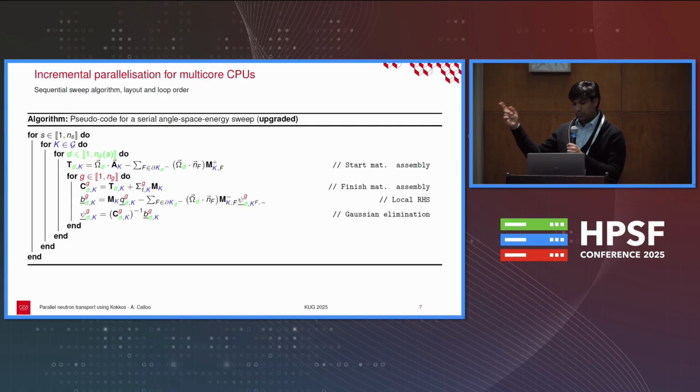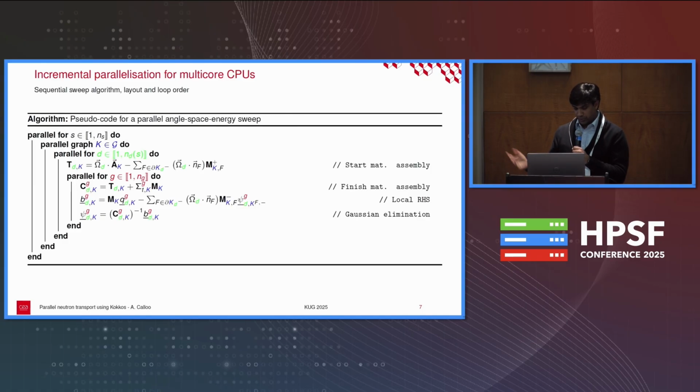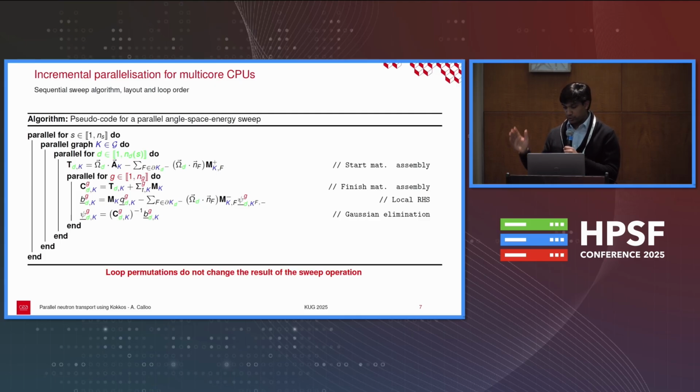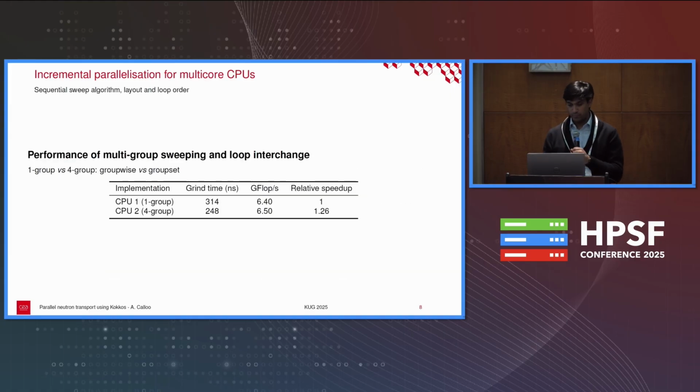What we found is that by putting the space problem at the top and the energy problem on the inside, we managed to factorize some operations out, and we also managed to expose more parallel opportunities. Remember, we are not changing the result. We still have exactly the same results when we change the loops, so we're converging in the same number of iterations, etc.